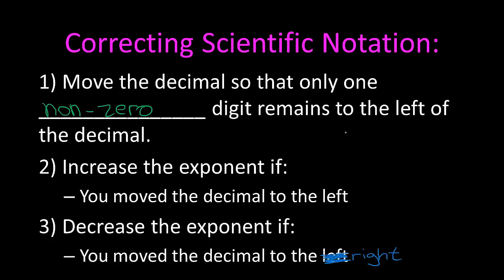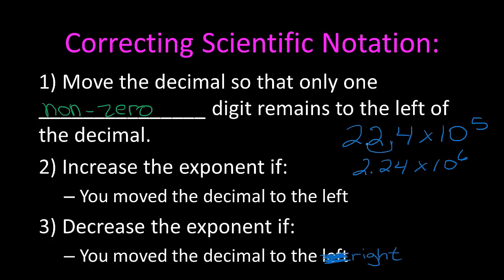I'm going to give you an example here. 22.4 times 10 to the 5th. This is not in correct scientific notation because there are two numbers to the left of the decimal point. There should only be one. So I'm going to take this decimal and move it over 1. So our new number is 2.24 times 10 to the 6th. I moved it to the left. I made it smaller. So I need to make this number bigger.